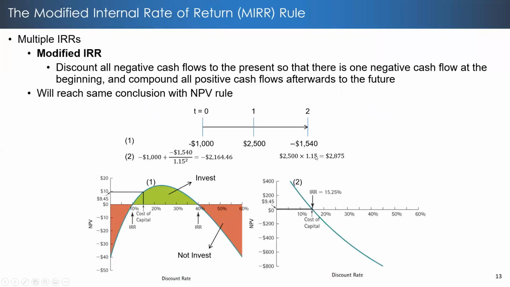So I don't require you to understand the process of modified IRR. As long as you know that this is a way for us to change the cash flow pattern so that we can use the IRR rule, that's fine. Because our conclusion with the modified IRR rule is that it is inferior or more complicated, but will give the same answer as the net present value rule.